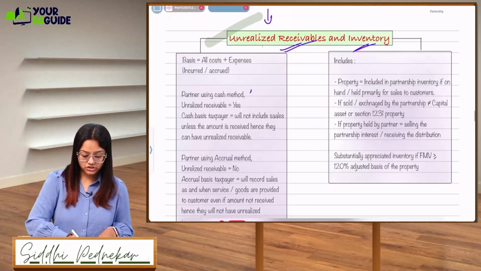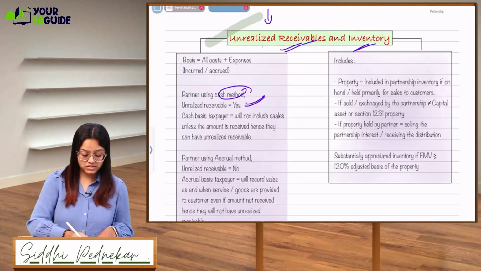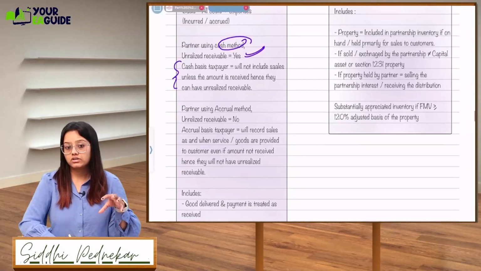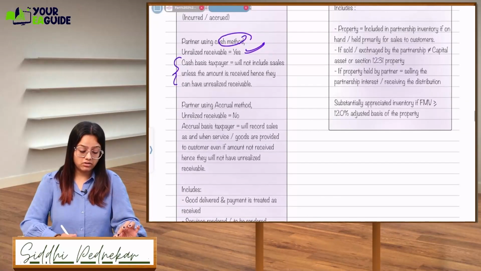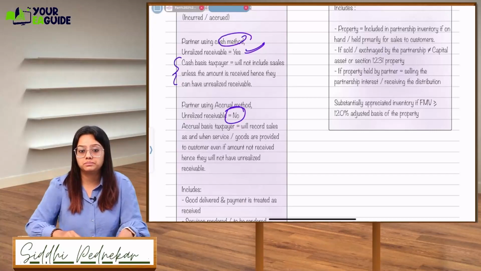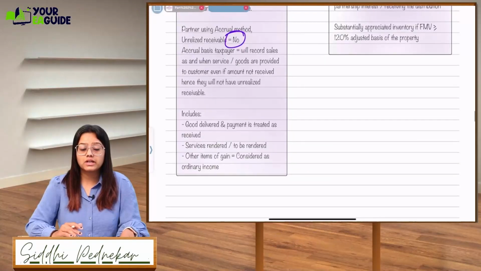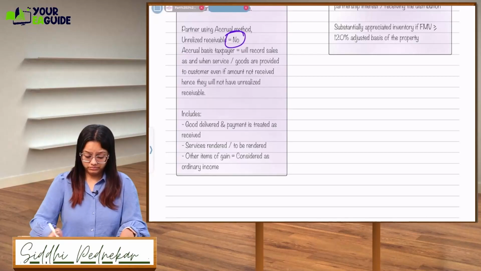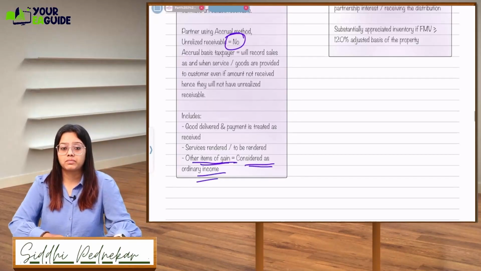A partner using the cash method will have this type of asset, unrealized receivable and inventory. This is the same meaning which I explained, so I'm not going to read it again. If it's a partner who is using the accrual method, they will not have any unrealized receivable, because they will be recording as and when it is earned. This includes goods delivered and payment treated as received, services rendered or to be rendered, or any other item of gain considered as ordinary income.